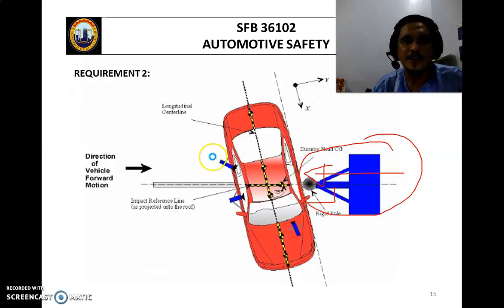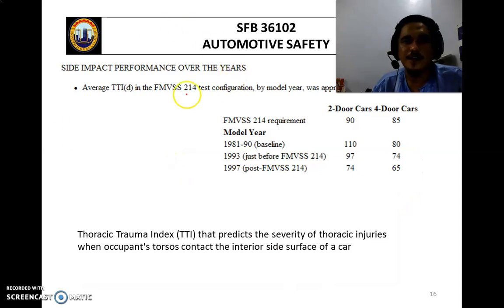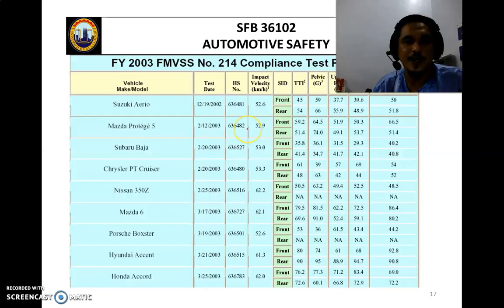Okay, this is the TTI index. So the requirement, as I mentioned before, is that for two doors it must be below 90, and for four doors it must be below 85. Otherwise it is considered a fail. So one of the people asked before, if let's say the model fails, they need to redesign the vehicle.